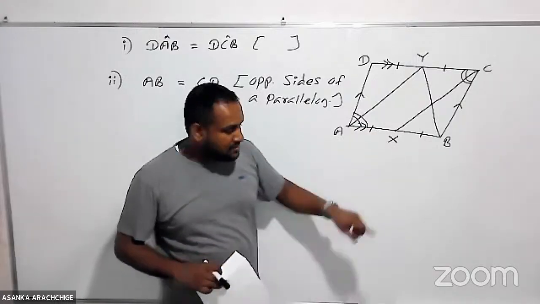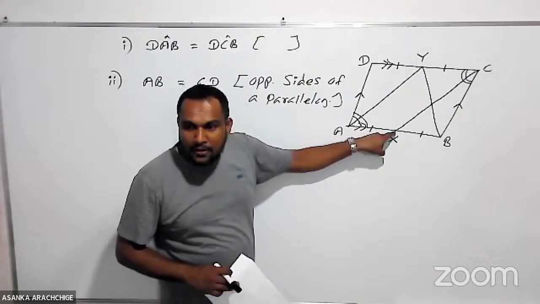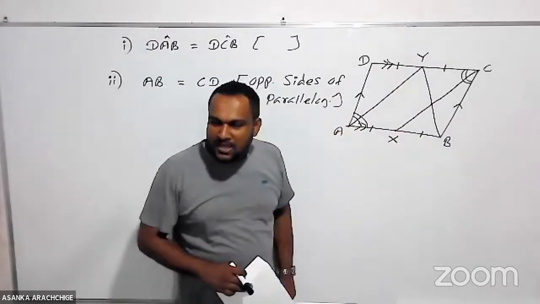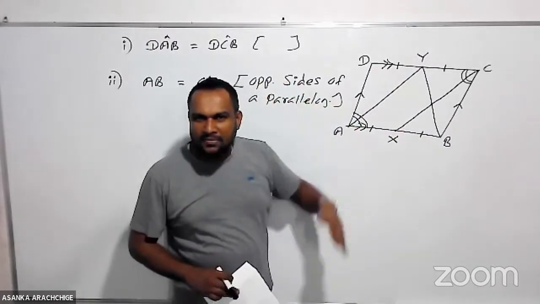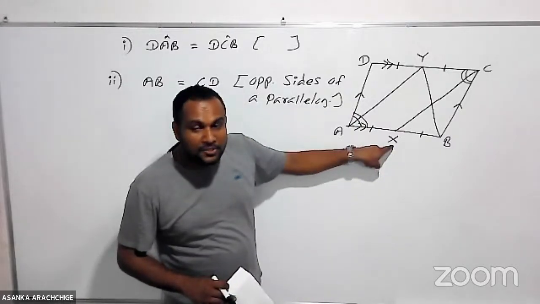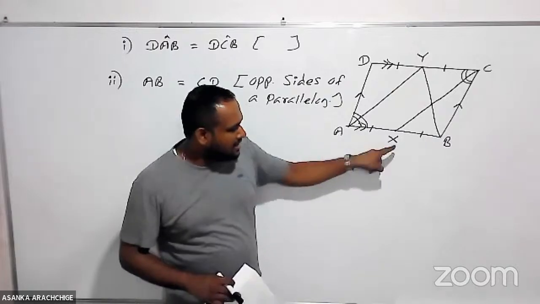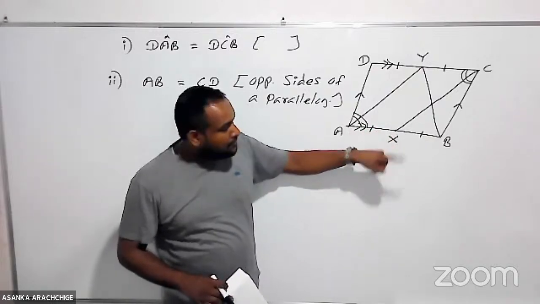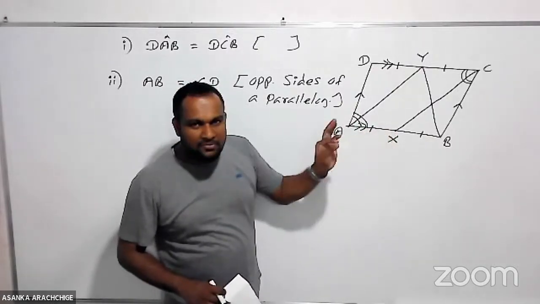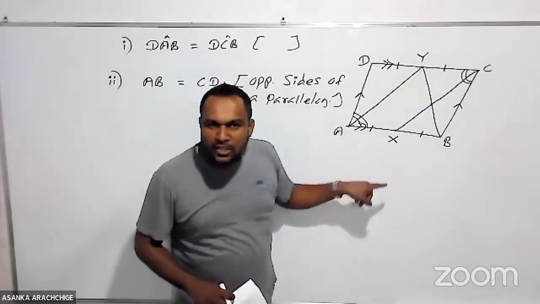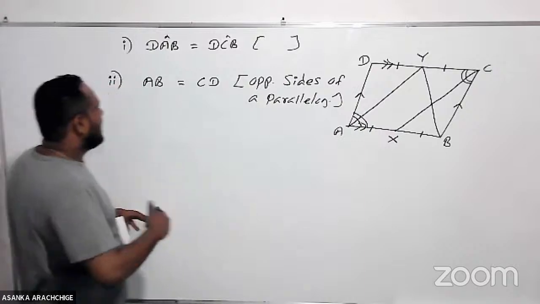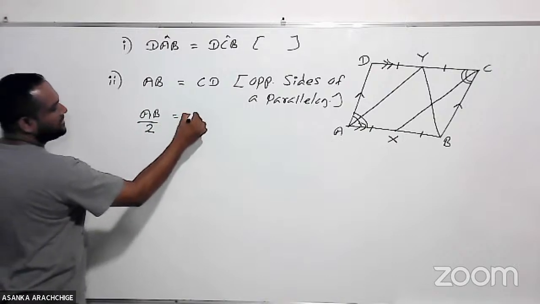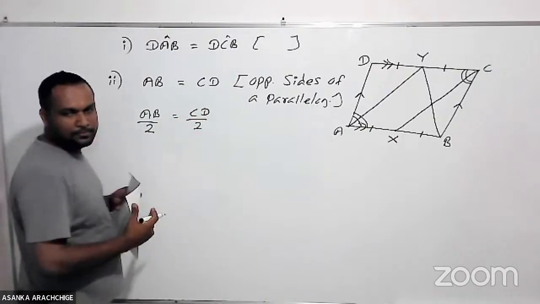Now, understand what I am asking. To find the location of X, by which are we supposed to divide the length of AB: into 2, into 3, or something else? If X is the midpoint of AB, to find the location of X, by which are we supposed to divide the length of AB? By 2. Then I divide both by 2. I divide AB by 2 and divide CD also by 2.